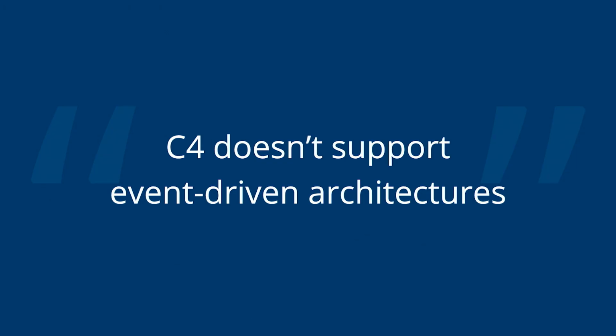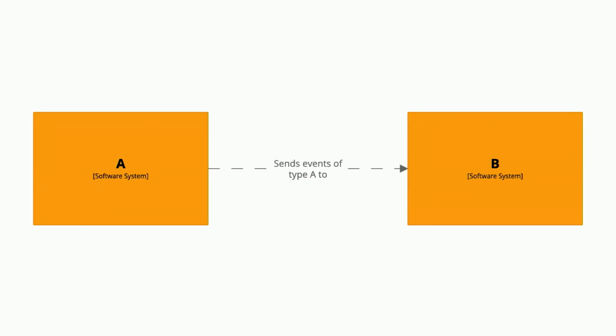Events and messages. Somebody told me that C4 doesn't support event-driven architectures. And I'm like, what? Can you point me to the thing that says that? And they weren't able to. And they just said, well, all of your example diagrams show dependencies. And we don't want to show dependencies, we want to show events. So my response was, we'll draw that. Stick a line in the middle with event, and we're done.